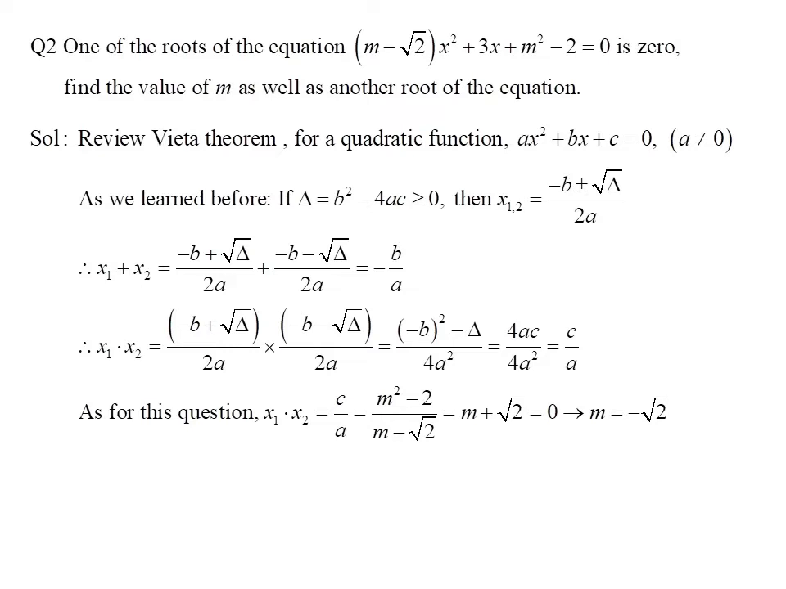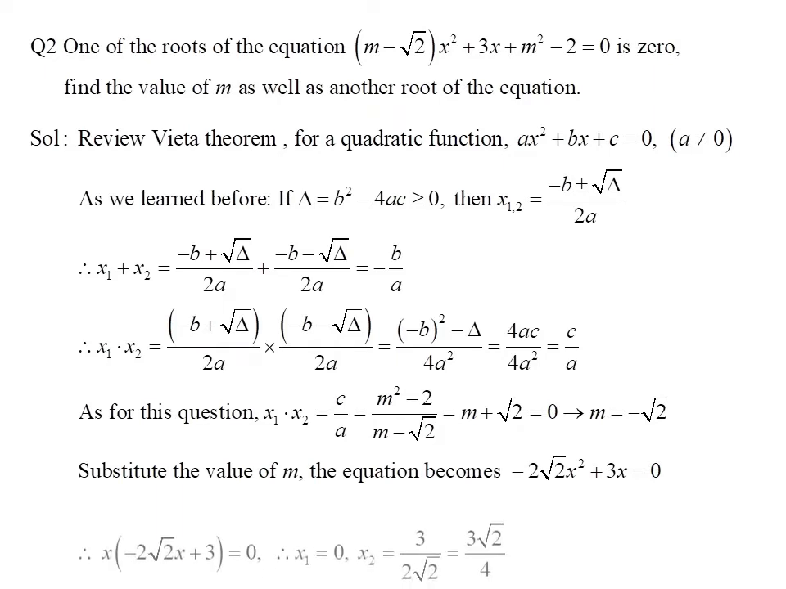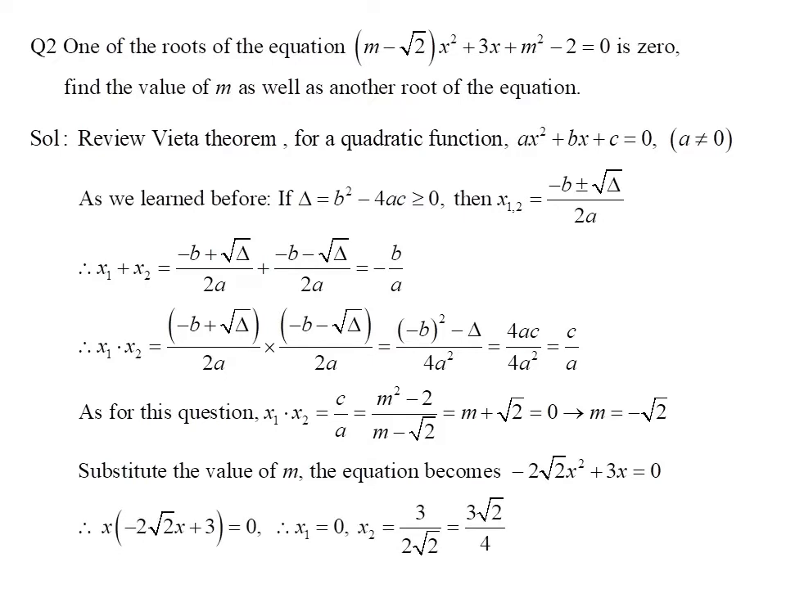Therefore, m squared minus 2 over m minus square root 2 is equal to 0. So we calculate the value of m, which is negative square root 2. After substituting the calculated m back into the original equation, the other root can be calculated, which is 3 square root 2 over 4.